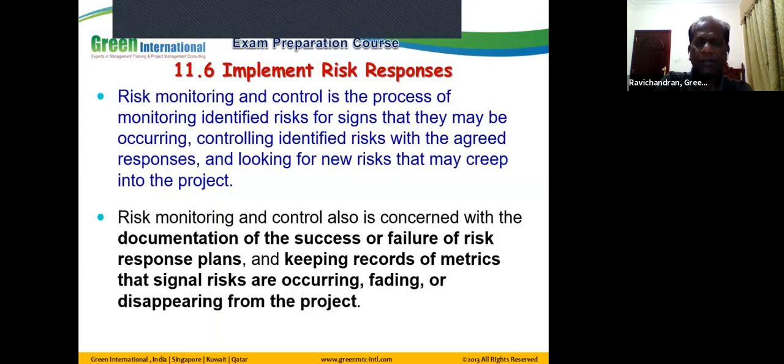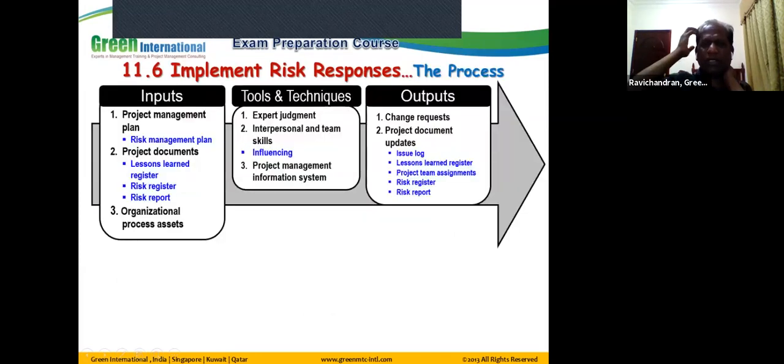So here, risk monitoring and control is the documentation of the failure or success of the risk response plan, keeping the record of metrics that signal risk occurring, fading, or disappearing from the project. Let's look at the process. When I want to implement, what do I need in my hand? Mainly I need only two things: the risk management plan, and the risk register and the risk report.